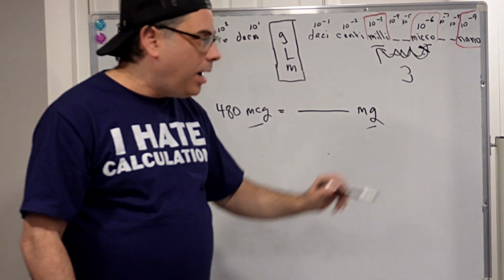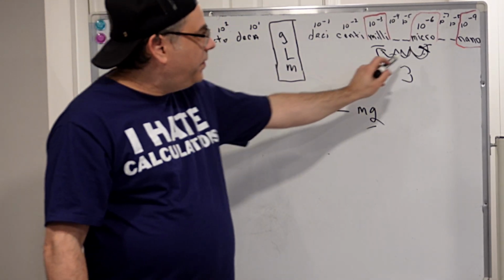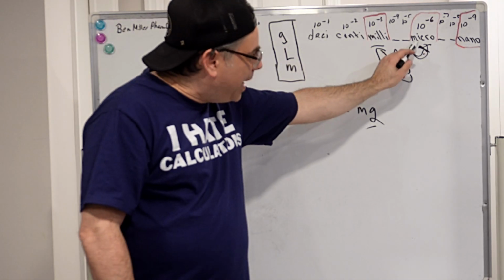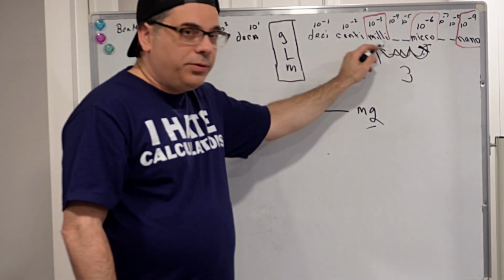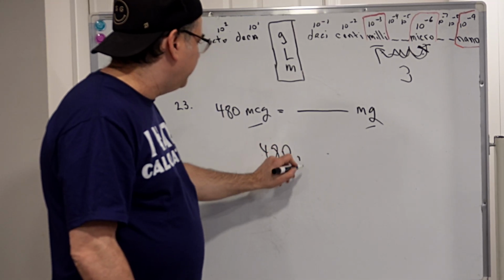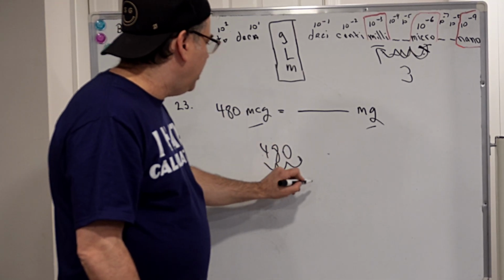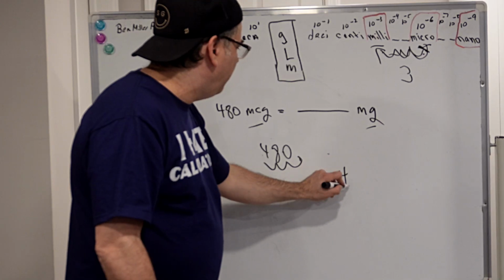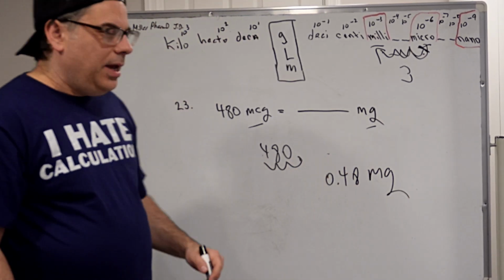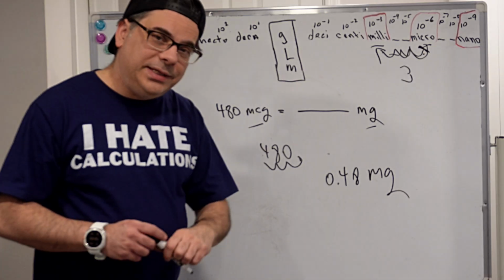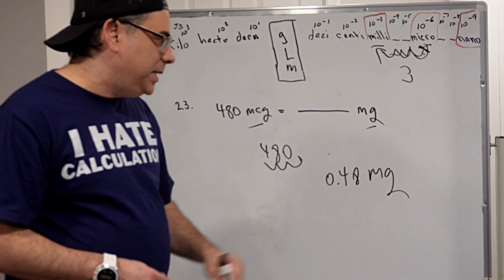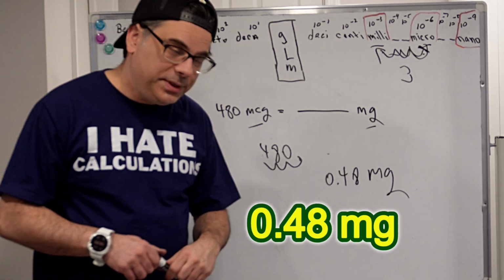Because you got to know where you are. You're at micro. You see, micro is over here. You want to go to milli. Milli is over here. So to go from micro to milli, 1, 2, 3. 3 to the left. So we have 480, 1, 2, 3, which is 0.48 milligrams. And again, you always have to put a leading zero, and you want to get rid of the trailing zeros, and that's why I have 0.48 milligrams.